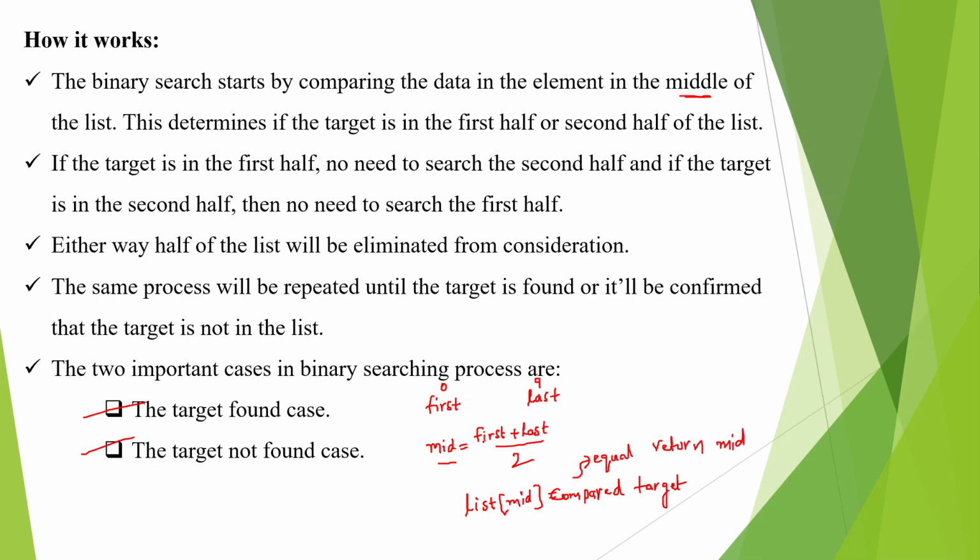If it is not matching with list of mid, then what do we have to do? We need to check the comparison, greater or lesser. If the target is greater, that means the item may be available in the second half. If the target is lesser than list of mid, that means the item may be available in the first half. And we can apply this binary search only to a sorted list.